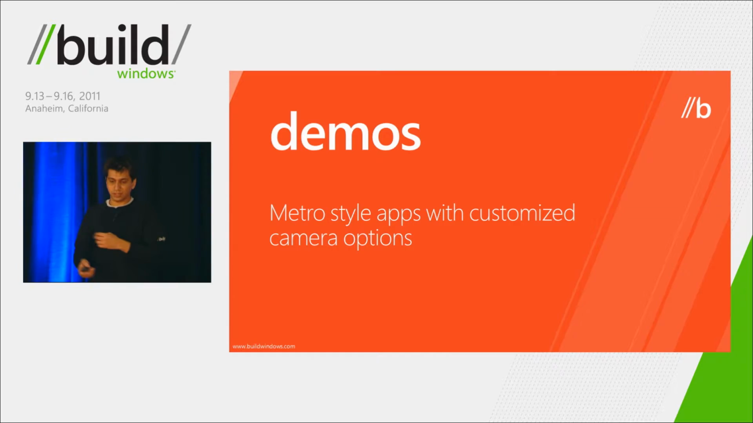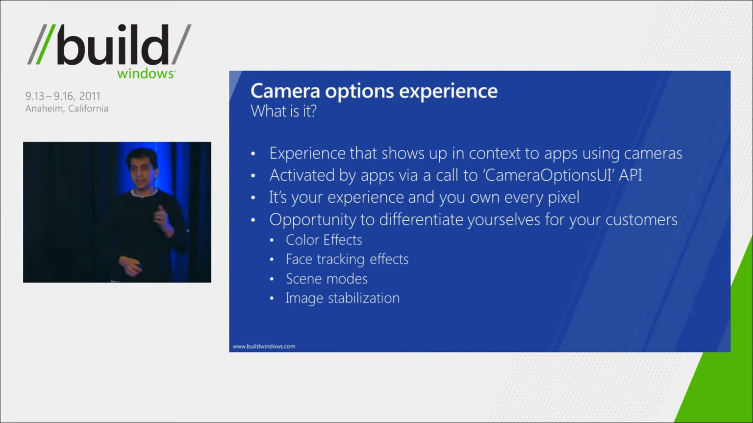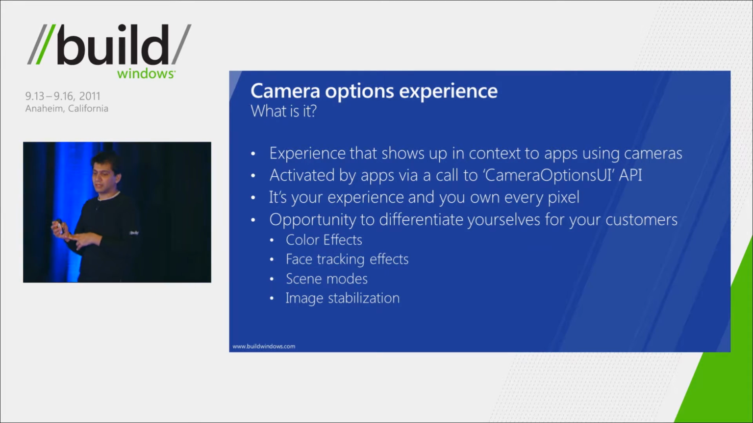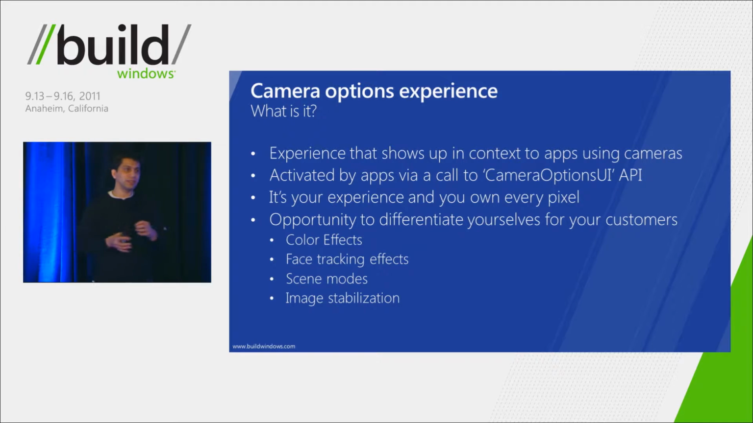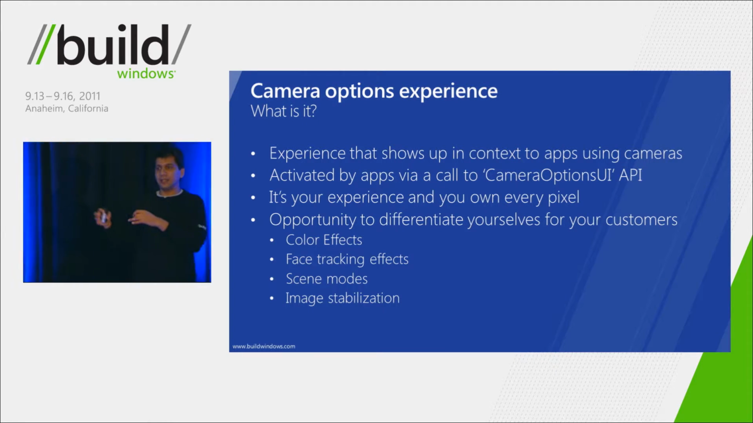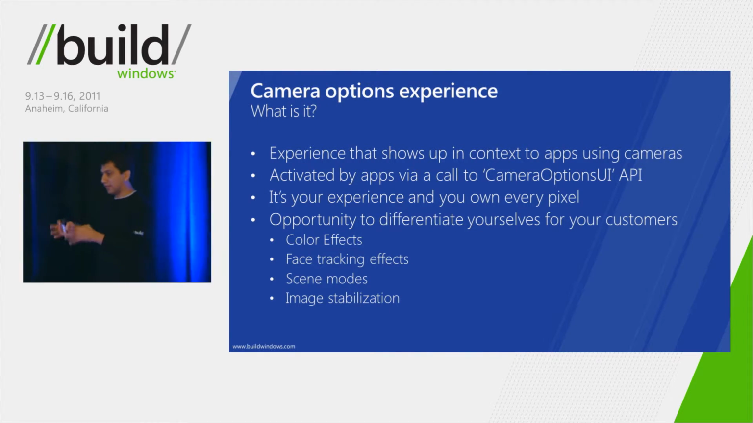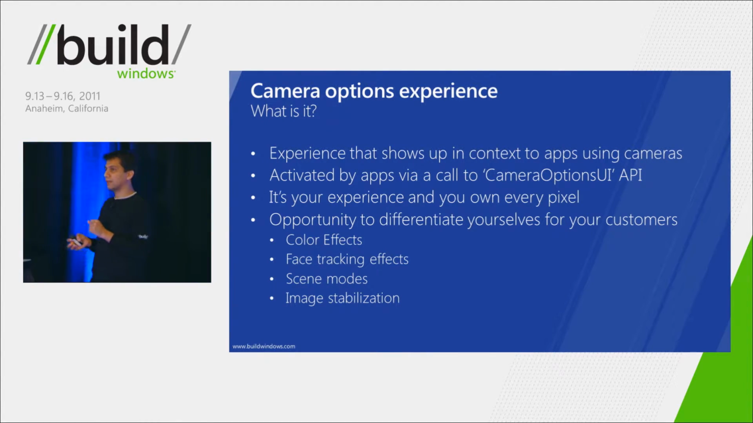And let's start looking at what constitutes this experience. So the camera options experience, as we have now discussed and shown in this multitude of demos, is an experience that shows up in context to wherever the camera is being used. In an app, whether the app is a chat application, or a capture application, or just some other application that is using a camera to just get an image into it, this is the experience that shows up in all those contexts. And it shows up against this API call that we are calling the Camera Options UI API.